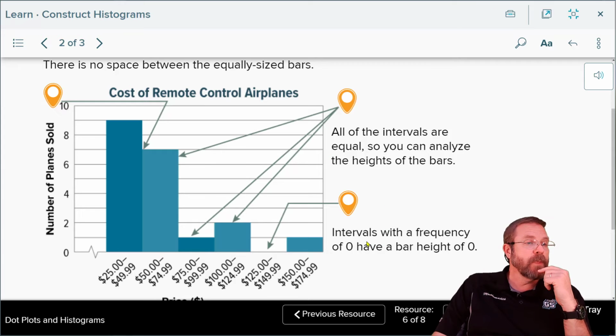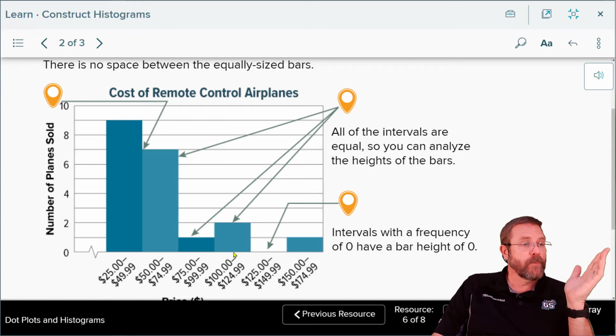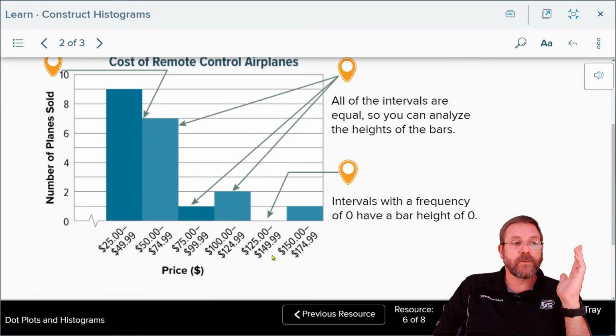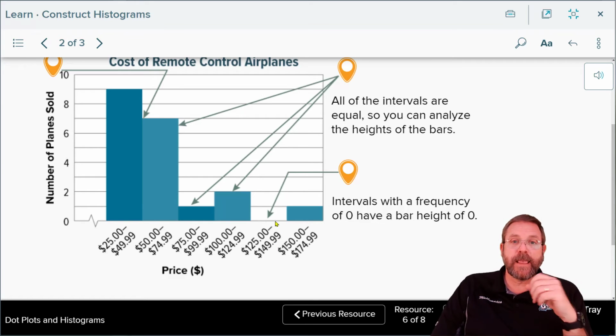And then finally, intervals with a frequency of 0 have a 0 bar height. So this is not a gap or a space between the bars. This represents a data value where there was no data that fell into that category.